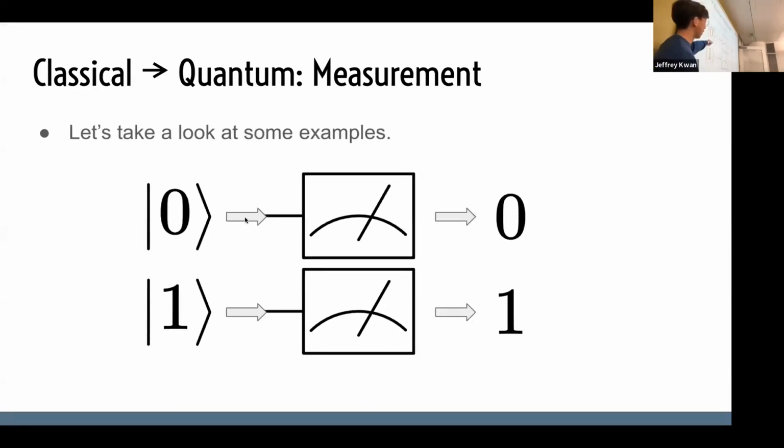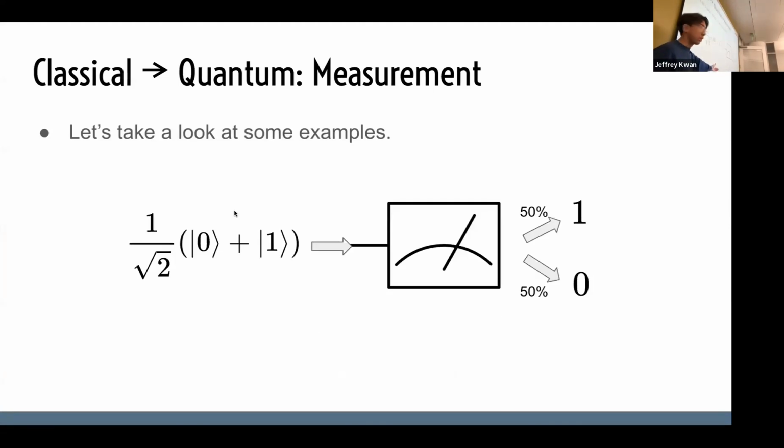Some examples are, if you give it the 0 state, then you're always going to see a 0. And if you give it the 1 state, then you're always going to see a 1. But if you give it something in between, then you'll see a 1 half the time and a 0 half the time. That makes sense so far?